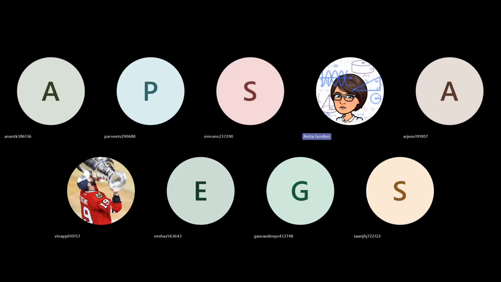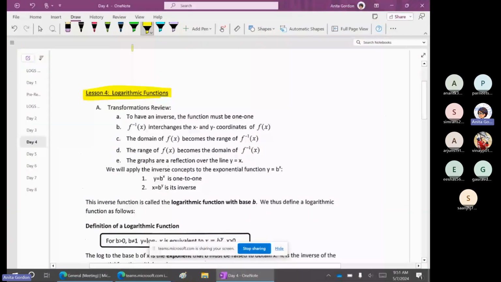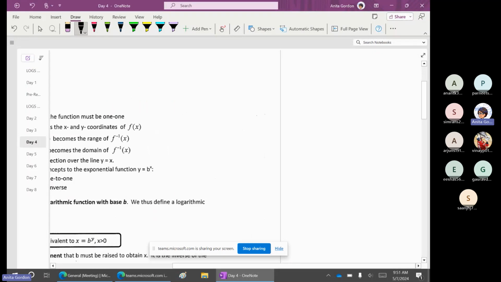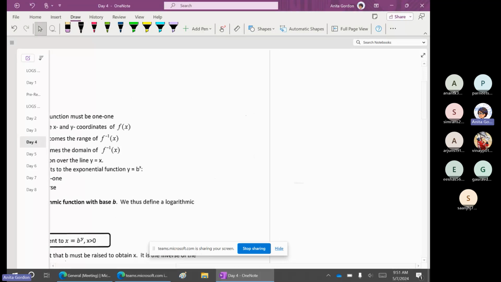Okay, so logarithmic functions is our next lesson. And before we get started, I want us to go back and think of some functions that we are very comfortable with. Logarithmics and exponentials are related to exponents, but not necessarily the same. They have many similar features.